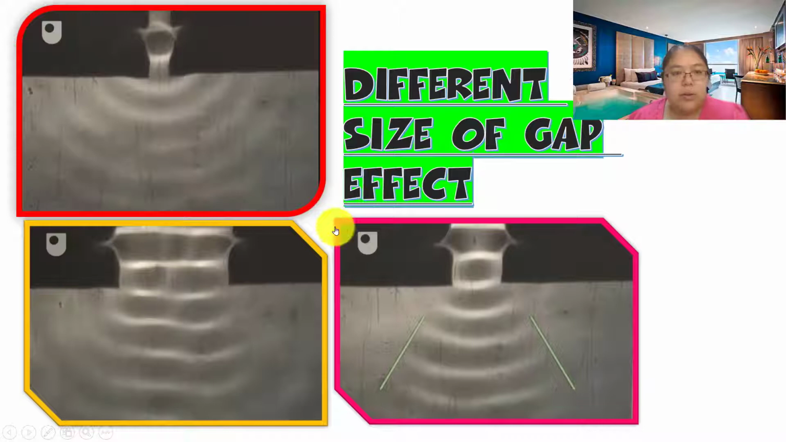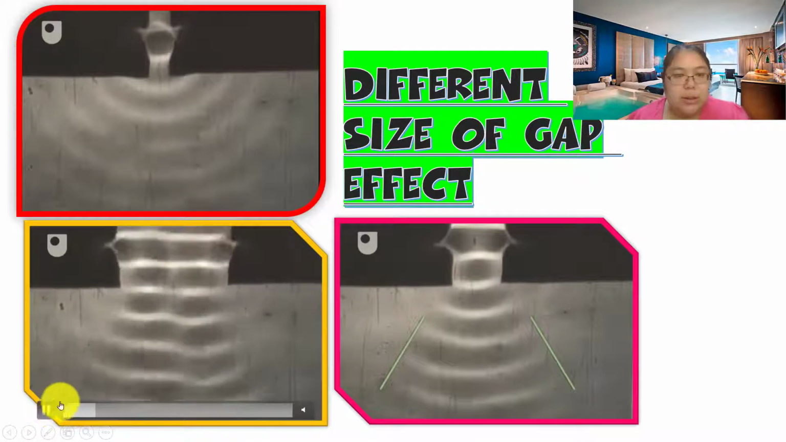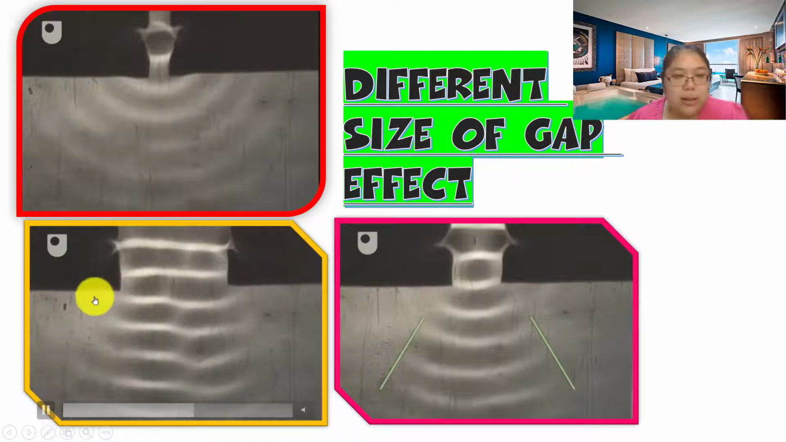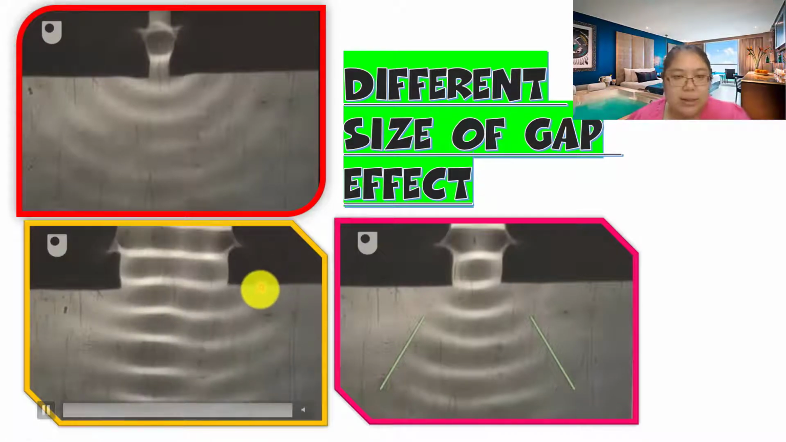Okay, then we go to the last one. The last one, when the gap is very large. Okay, can you see circular? You can only see the circular at the side. Okay, at the end of the shape. Okay, and also they open too large already.